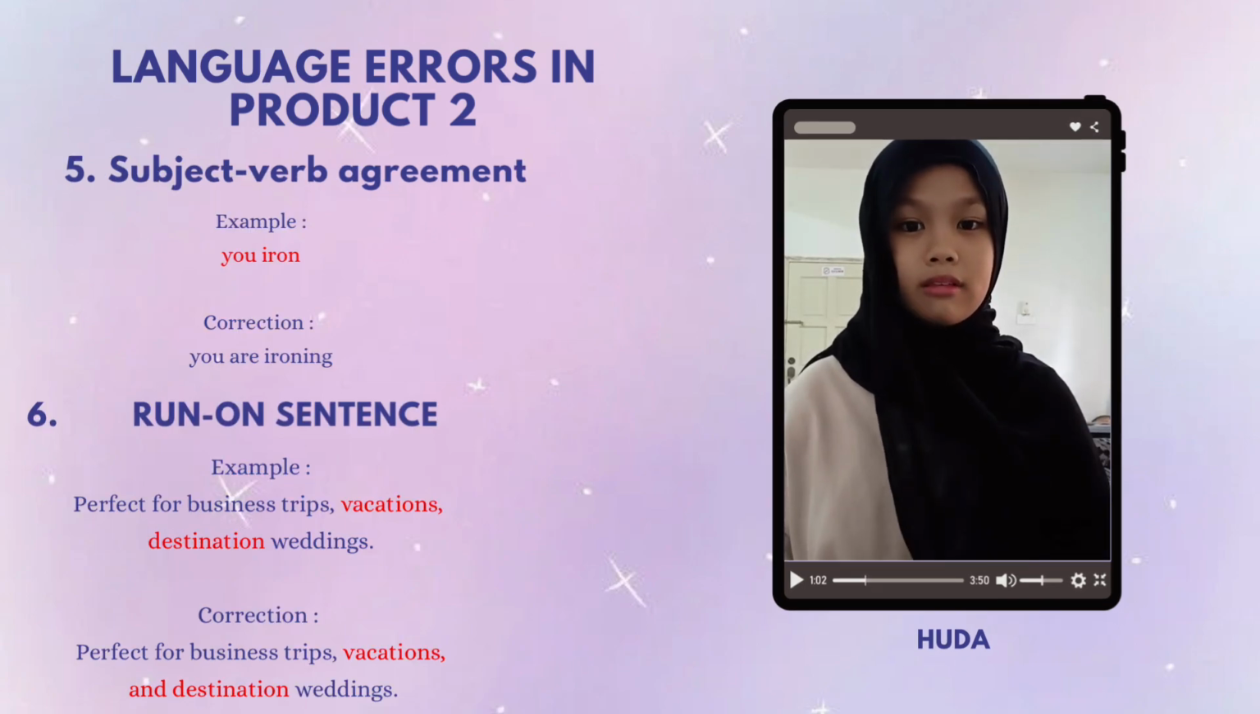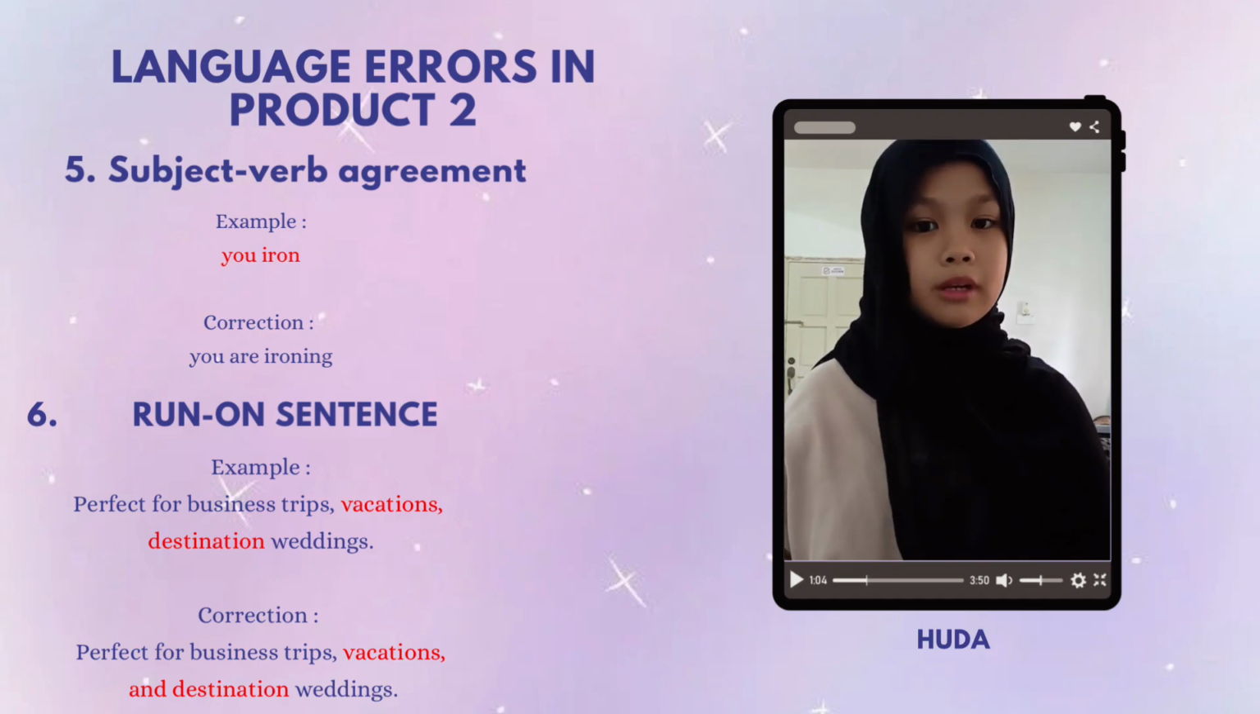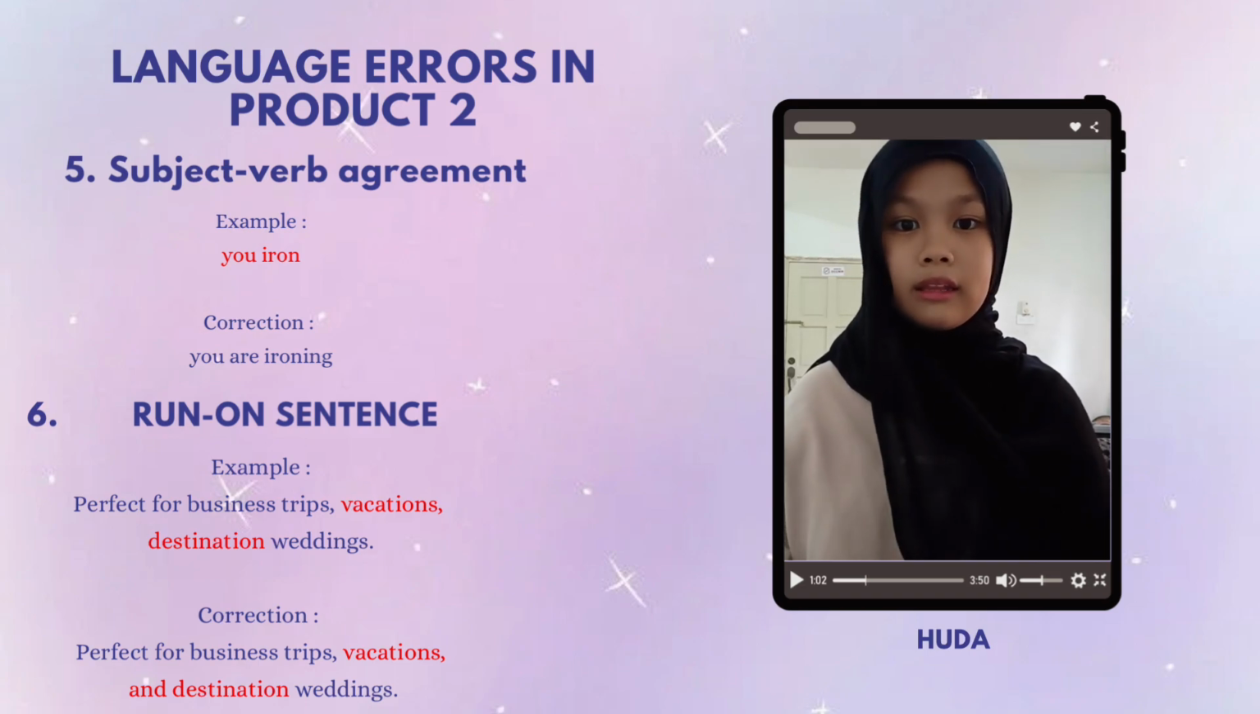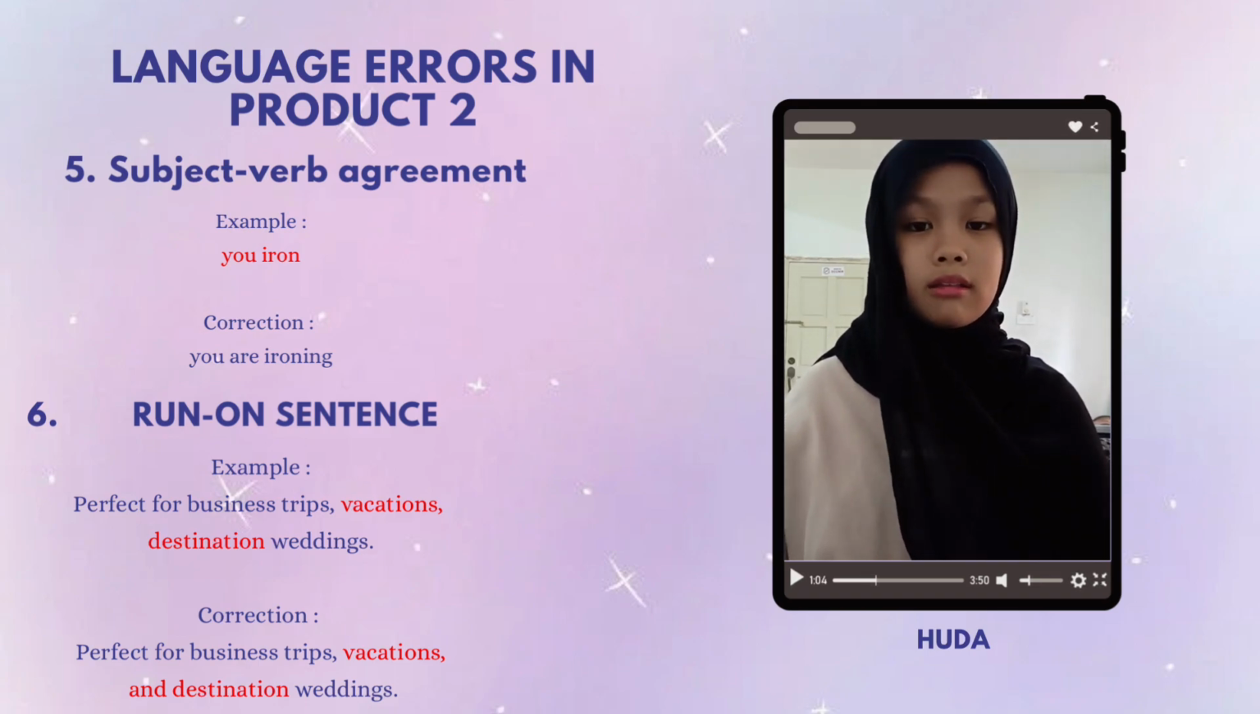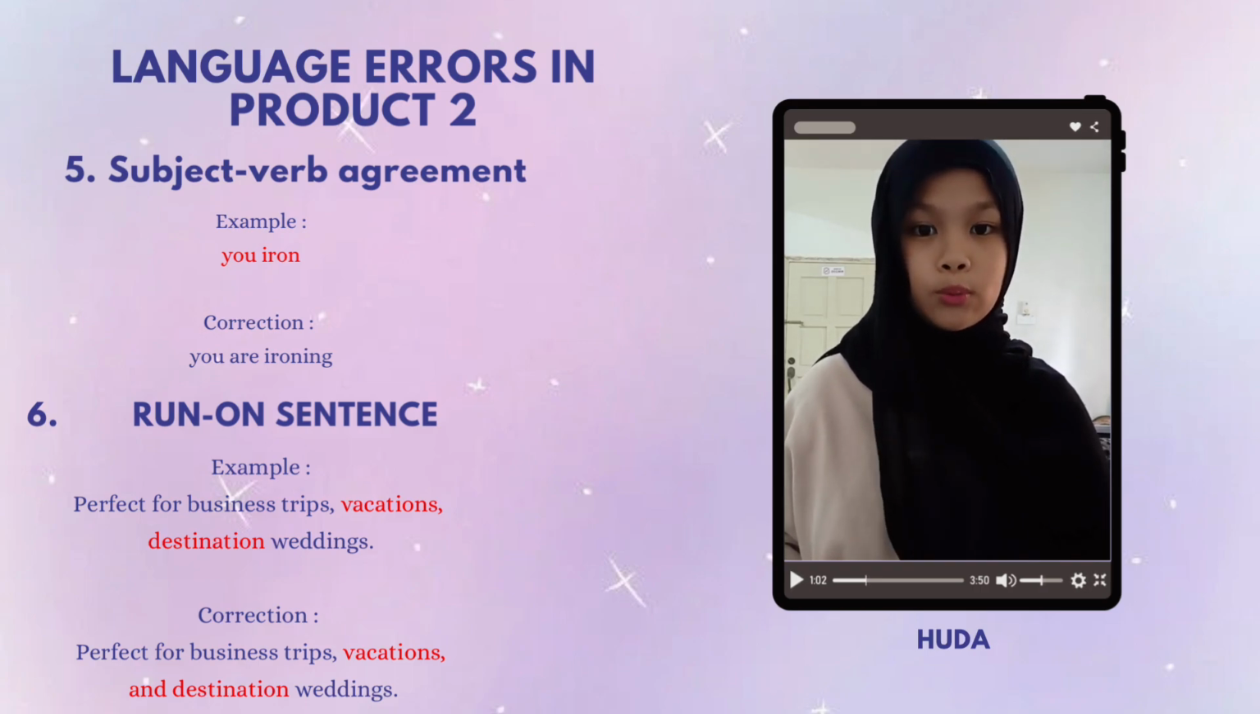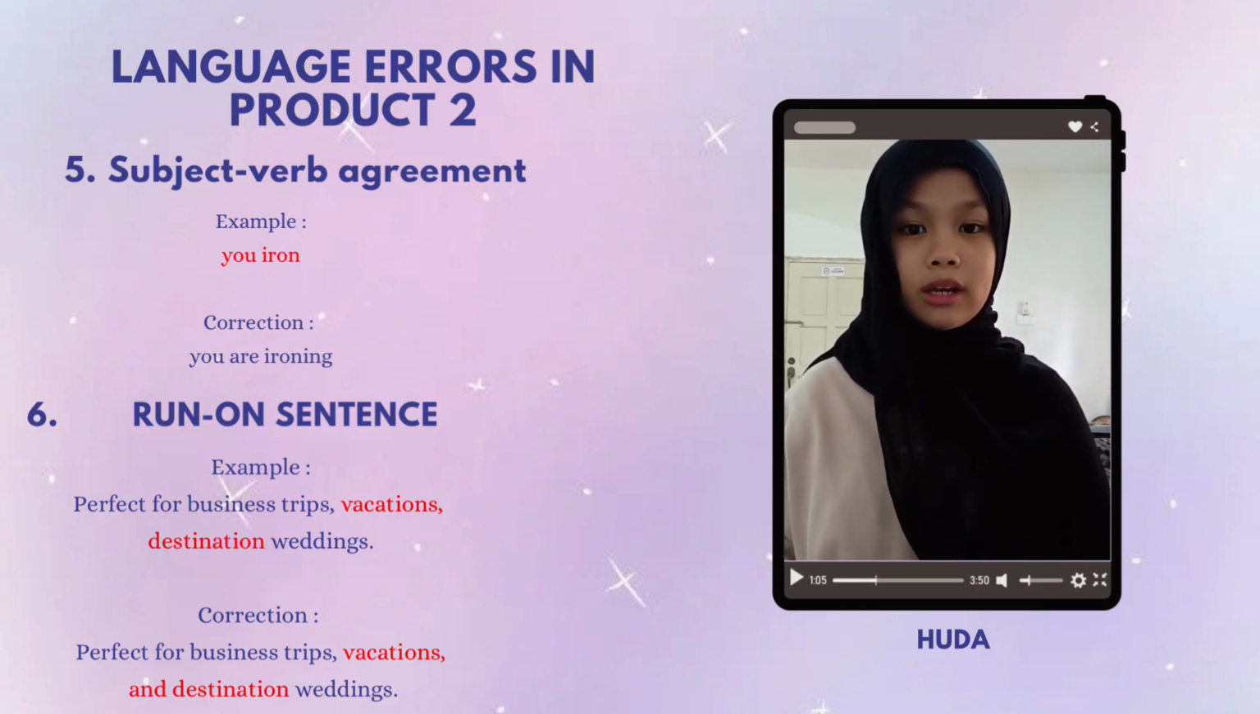The fifth one is subject-verb agreement. The example is "you iron" and the correction is "you are ironing." This error occurs because the verb does not agree with the subject and the intended tense, and the sentence is describing an ongoing action. So the present continuous tense, which is "are ironing," must match the subject word, which is "you."